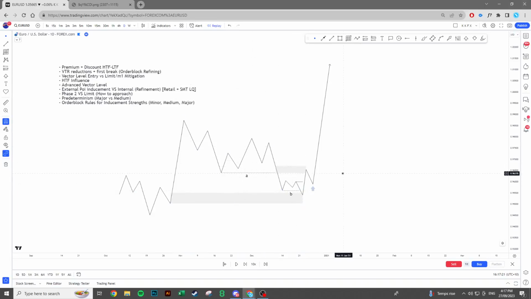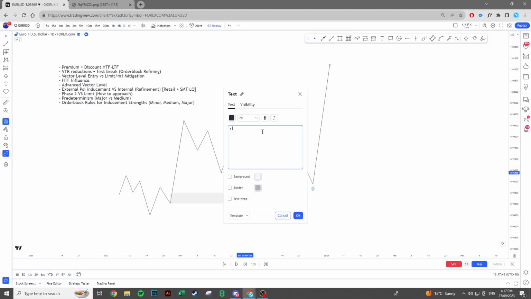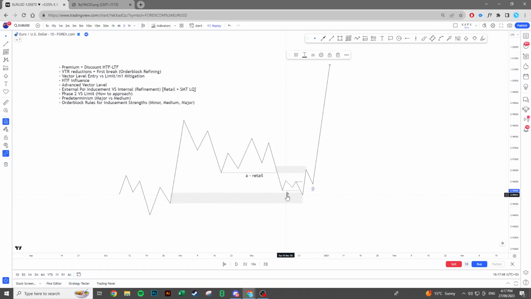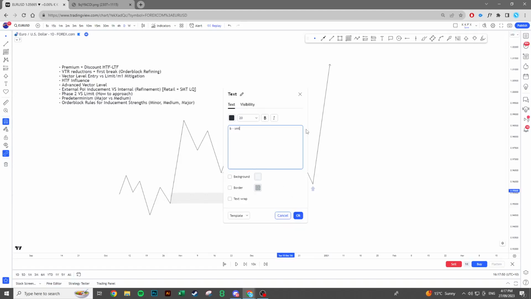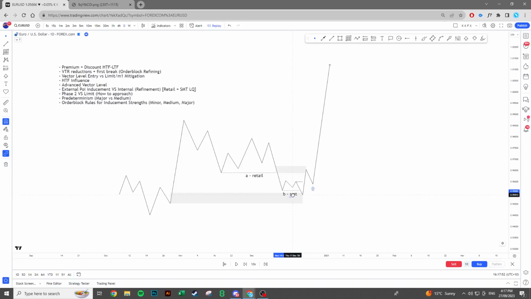So why are A and B important? Well, if you remember one of our older webinars, we were going through the different retail traps that we can get within the market. Now what A and B allows us to do is see two different retail traps before we enter. A is retail, which is a little bit easier and something we're more accustomed to seeing. And then B is the smart money trap, which is a little bit more difficult, right?